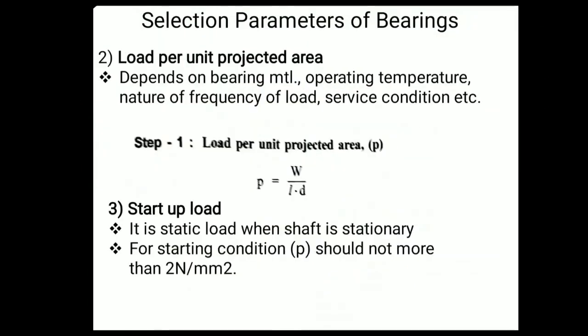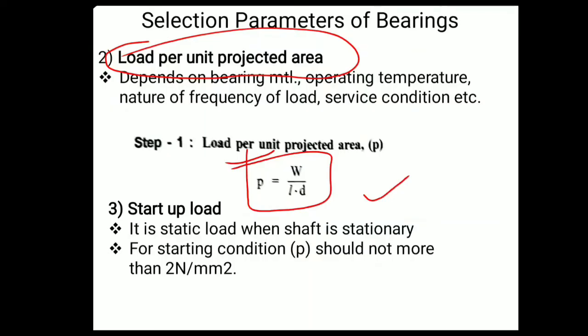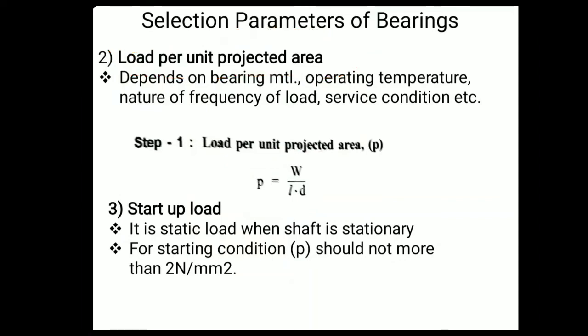Next, the selection parameters of the bearing. The second parameter is load per unit projected area. This is very important, and we know the pressure P is equal to W by LD, which we have seen in the Raimondi and Boyd method. Now first of all, very important, that depends on the bearing material, whether it is ductile, cast iron, and whether it has yield strength or not.